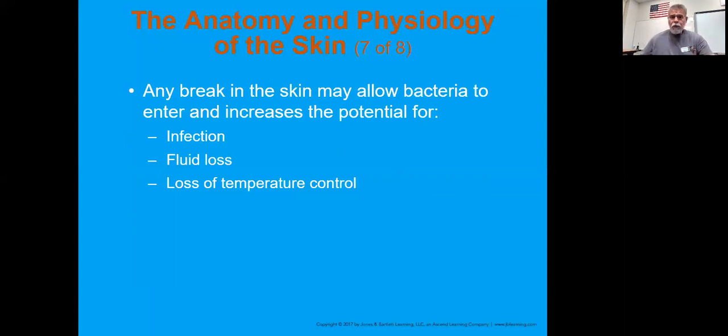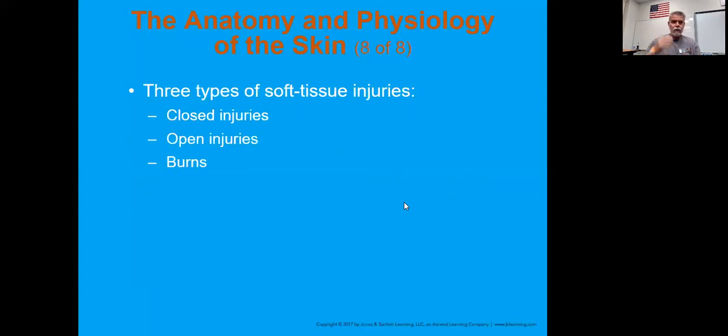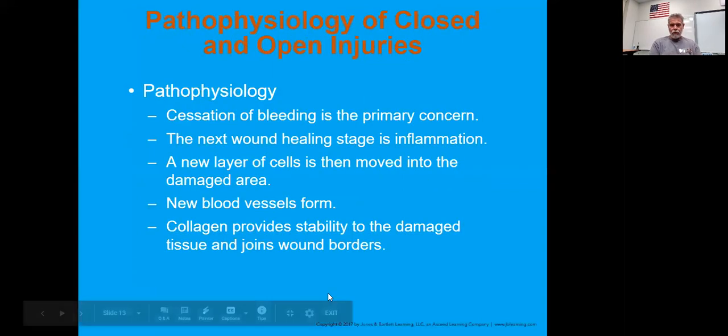So the problem, and I think I explained this well in the first 1 or 2 slides of the pathophysiology, is that anytime there's a break in the skin, you can allow bacteria to enter the body, right? Infection risk is going to be increased, along with that loss of fluid. And again, the temperature control mechanisms can just be thrown off. So when we look at the closed injuries, open injuries, and the burns, now we're getting into more of the heart of this, which is exciting.